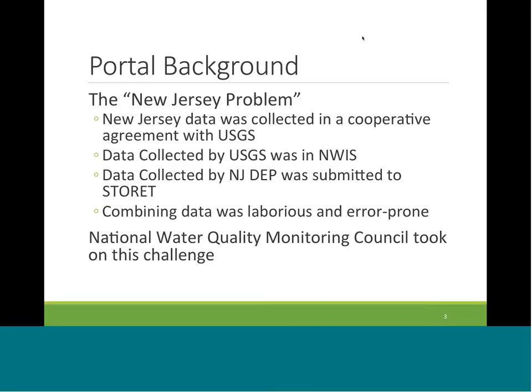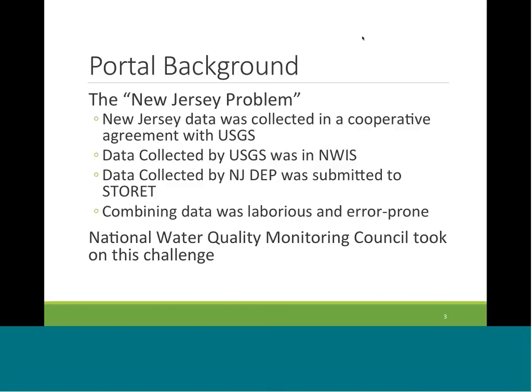What that meant then was that when someone working for the state wanted to collect all the relevant state data, they had to pull data from NWIS, and they had to pull data from STORET. Those data would be downloaded in different formats and then had to be recombined into one data set. That was laborious, it could be error prone, and it meant that it was really hard to get a full picture of what the water quality was in New Jersey. Other states had similar issues.